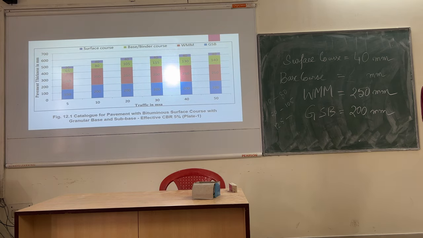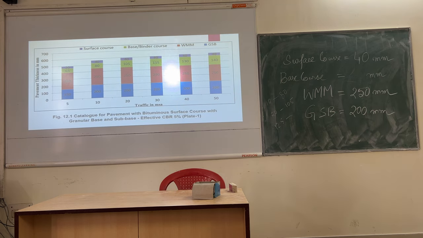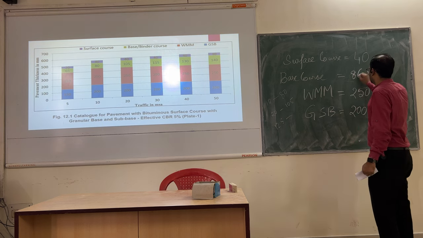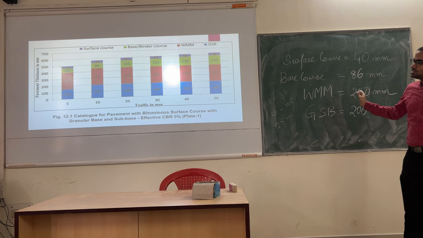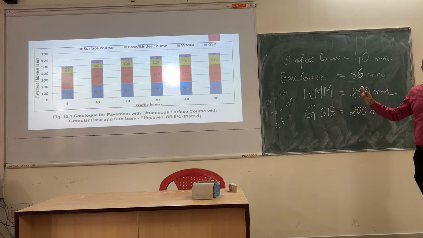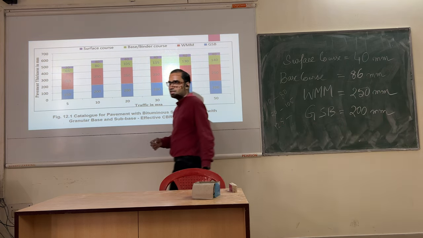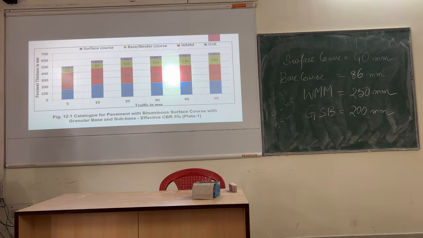That interpolation is required for flexible pavement design. So you have to practice. What is the value? 86. So 86 is the base course value. So this is your final output. After getting the value, you have to write in this manner: surface course 40 mm, base course 86, WMM 250 and GSB 200 mm. Okay? So this is the way you have to calculate the pavement design thickness.